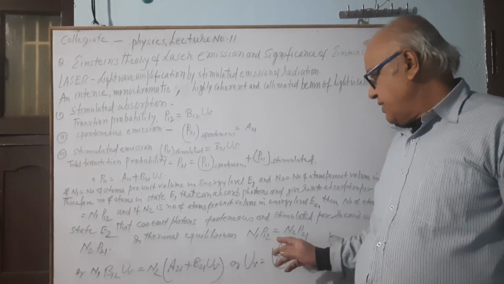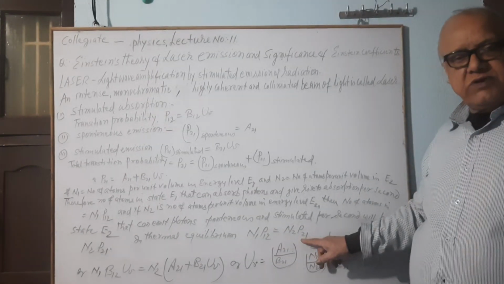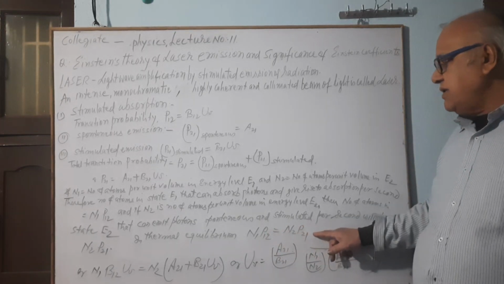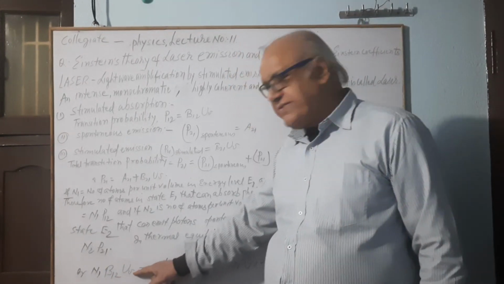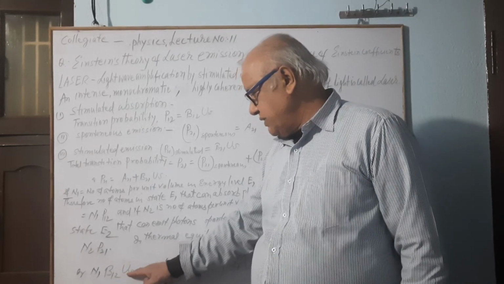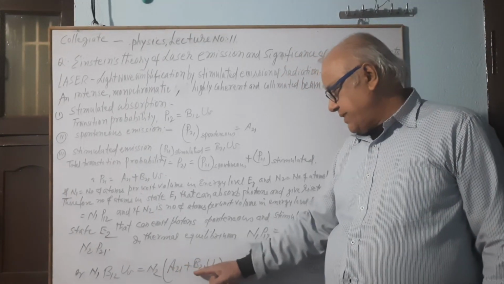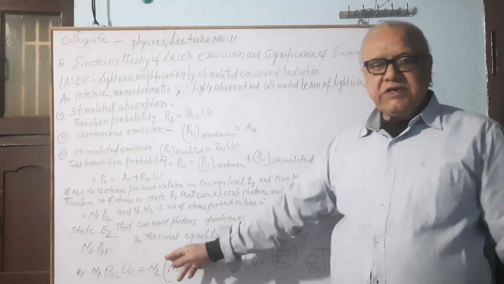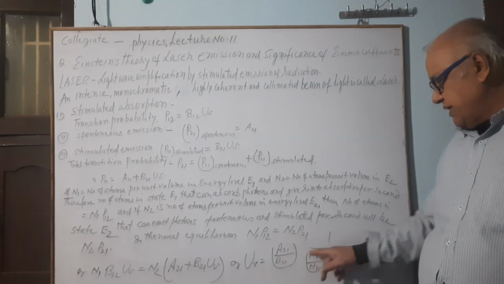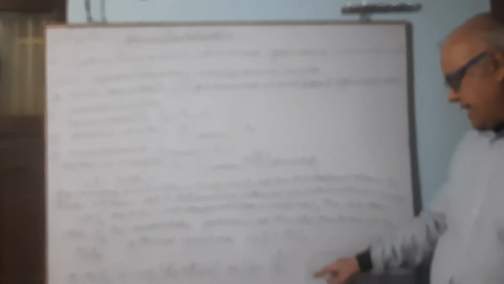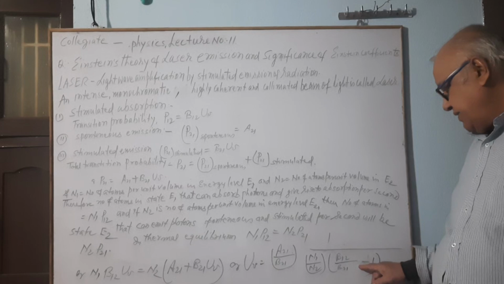In thermal equilibrium, N1 P12 must be equal to N2 P21. In this equation, we put the value of P12 and P21, and then we get this equation. N1 into, in place of P12, we write B12 U nu, is equal to N2 into, in place of P21, we write A21 plus B21 U nu. We solve this equation and we find the value of U nu equal to A21 by B21 into 1 by, under bracket, N1 by N2 into B12 by B21 minus 1.